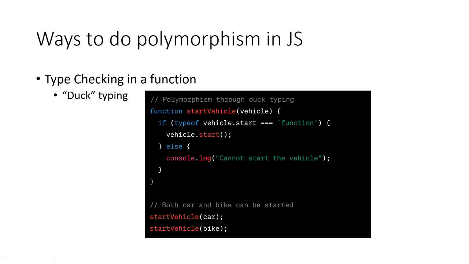car object that has a start attribute, and that start attribute is a function. So I'll actually show this to you on the next slide. So this is one way to achieve polymorphism through duck typing. If it looks like a duck and quacks like a duck, you're going to do what the duck does. So if it's of a type vehicle and the vehicle has a start attribute and it's a function, we're just going to start that vehicle.